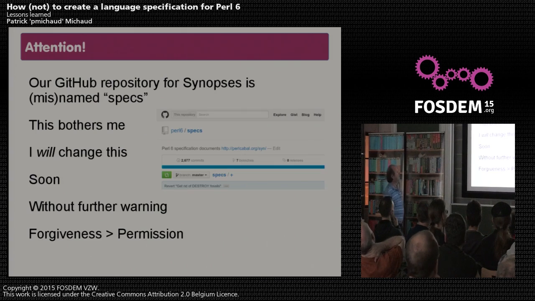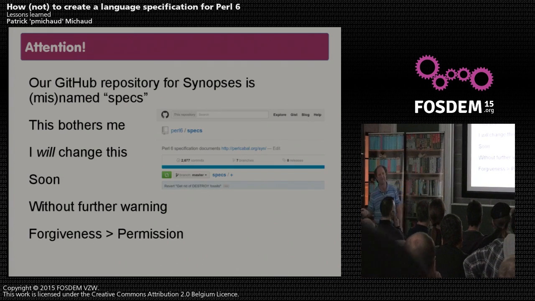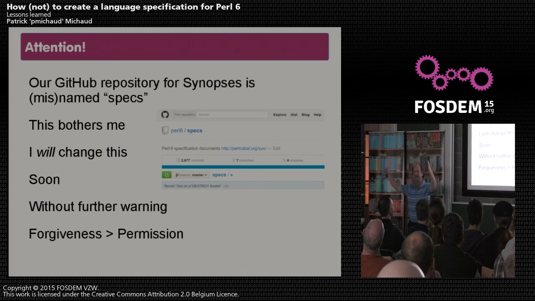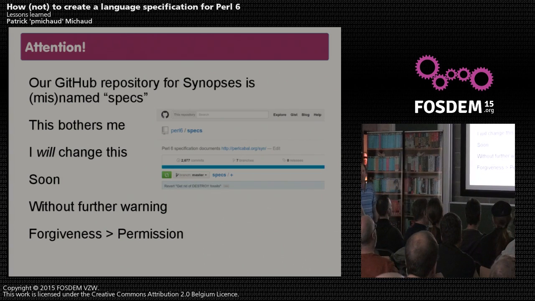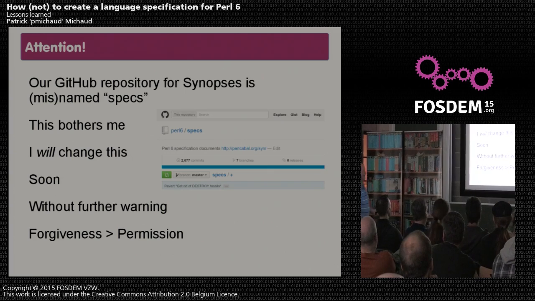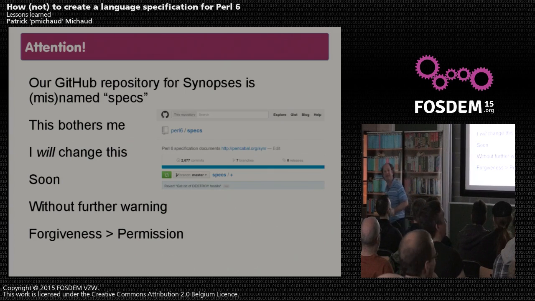I have another nit to pick with that. Our GitHub repository that holds the synopses is currently called Specs. I'm fine with that if that were generally understood. But most people are going to look at Specs and say, oh, these are the specification documents. So, to all of my Perl 6 compadres, fair warning, I will change this soon. I don't know when. I'm going to rename the repository to something else. If you have a preferred name, design is fine with me. How about just synopses, right? I mean, I can do synopses. But Specs has got to go. It's wrong and it's confusing for people.